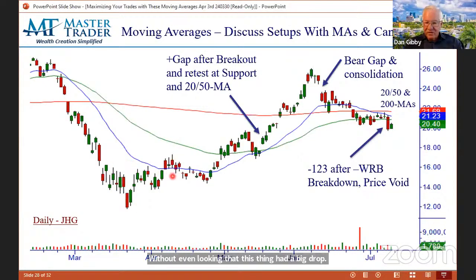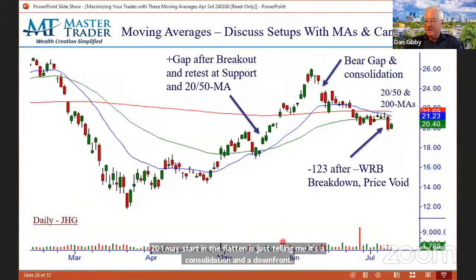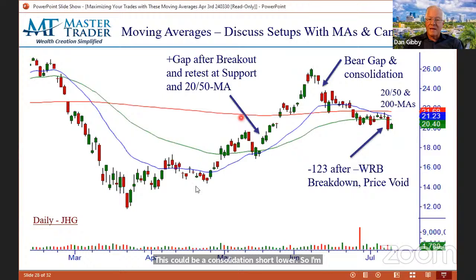The 20 MA starting to flatten is just telling me it's a consolidation in a downtrend. This could be a consolidation to short lower. So I'm trading price. It broke back out. Now I've got flat 20 and 50. A big move up is going to drag my moving averages even more. It got far from the 20, so this is where you could do counter trend moves, sell bear call credit spreads.